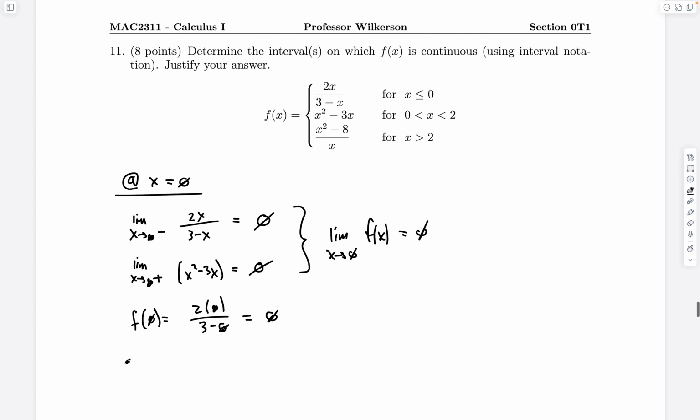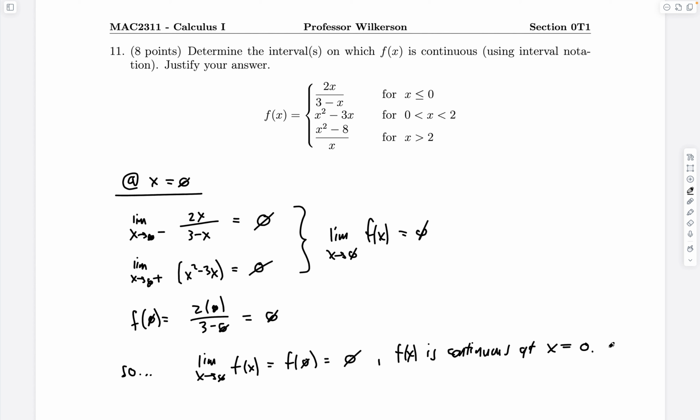Okay, so all in all, the limit as x goes to 0 of my function is also equal to the height at that value 0, and those are both 0, right? So since the limit and the y value are equal, they have the same value, we can say f of x is continuous at x equals 0. Okay, cool. So continuity at 0, guaranteed, right? Found the limit, found the y value. Those were the same. I'm continuous.